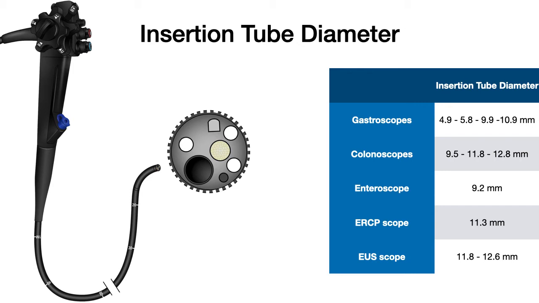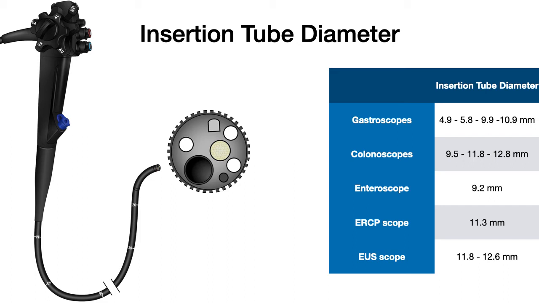Why is the insertion tube diameter important? Say for example, you have somebody with difficulty swallowing, and you start with an adult EGD scope which has a diameter of 10.9 millimeters, but the patient's esophageal lumen is 8 millimeters. So if you want to go down without causing damage, you could pick a slimmer upper GI scope, either 4.9 millimeters or 5.8 millimeters, and be able to go down the stricture and examine the area much better.